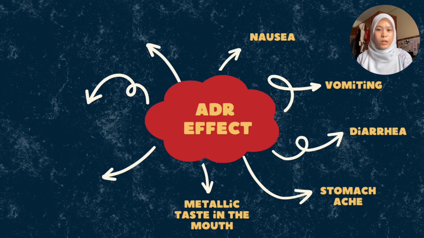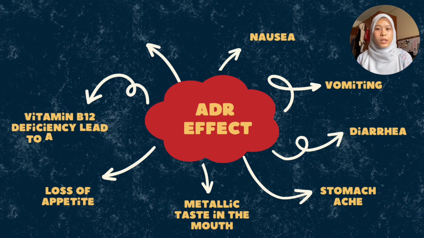Another thing to watch out for is loss of appetite, which can affect overall nutrition, especially in patients with diabetes who need to maintain a balanced diet. Now, in long-term use, metformin may lead to vitamin B12 deficiency, which can eventually cause anemia, which is why regular monitoring is important.